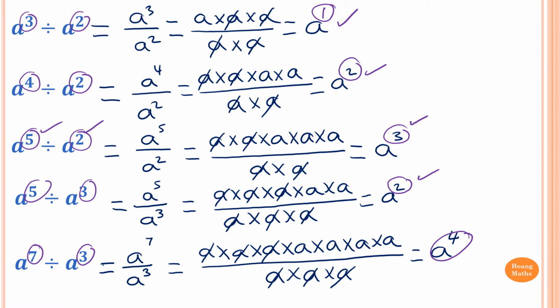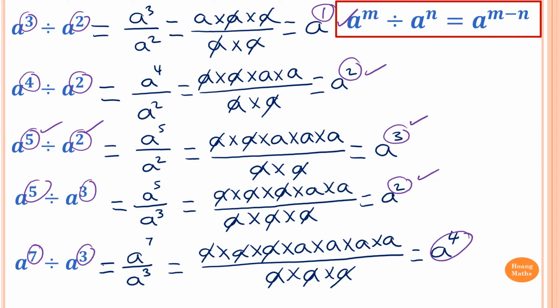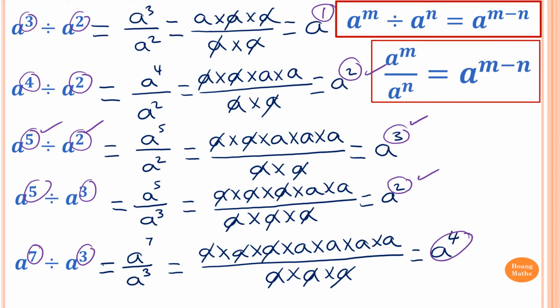So therefore, in general, a to the power of m divided by a to the power of n is equal to a to the power of m minus n. Or a to the power of m over a to the power of n is equal to a to the power of m minus n. Please take note of this rule.